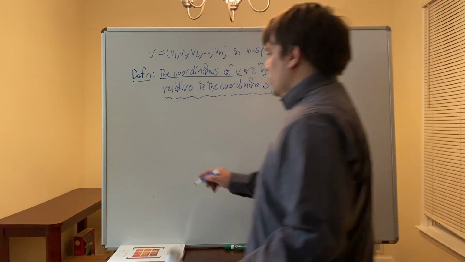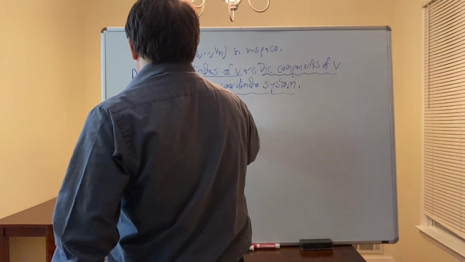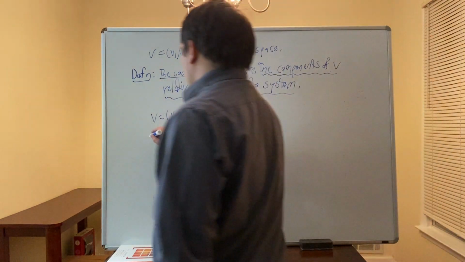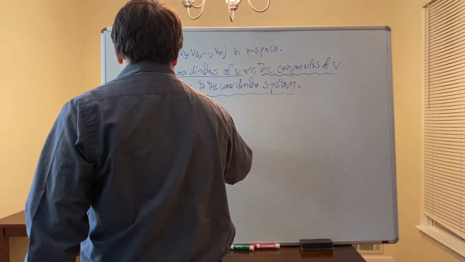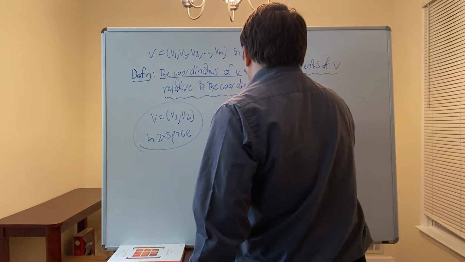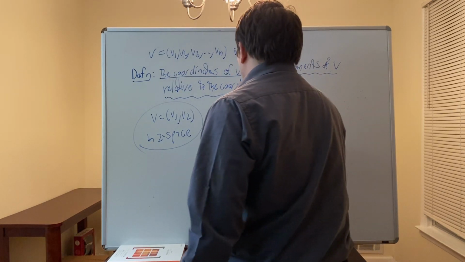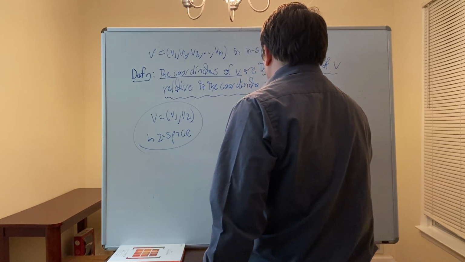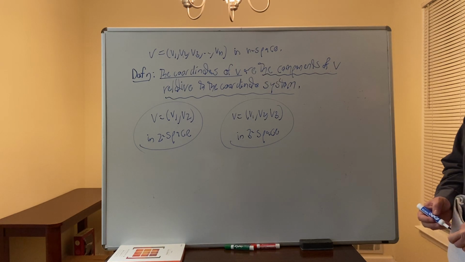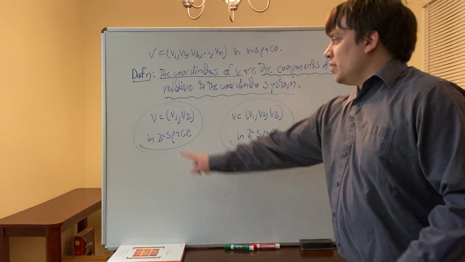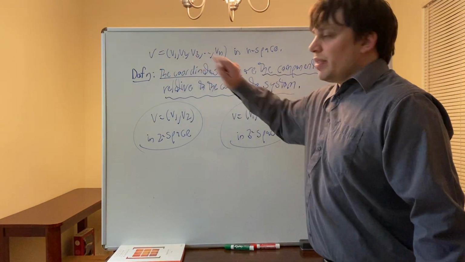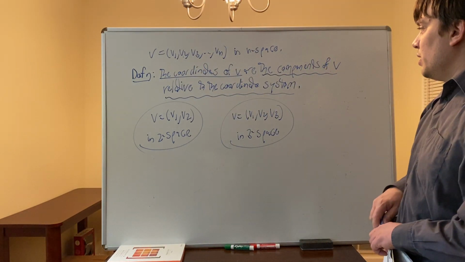Let's say we have a vector v with components v1, v2. These are the components of v in 2 space. And then the vector v, which is v1, v2, v3, is in 3 space. The v1, v2 here, and the v1, v2, v3 here, those are the coordinates of v.